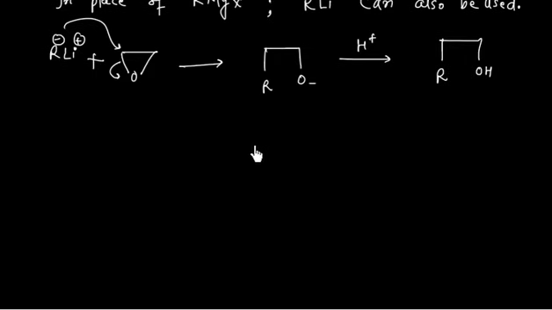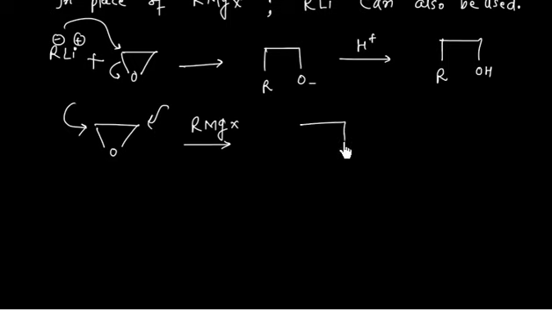Now we have two situations. My epoxide can be symmetrical. So if the epoxide is symmetrical, the Grignard reagent can attack on this carbon or it can attack on this carbon. It will give the same product. So the first step is attack of Grignard reagent and the second is acidification. It will give the same product, whether it attacks on this carbon or on this carbon.